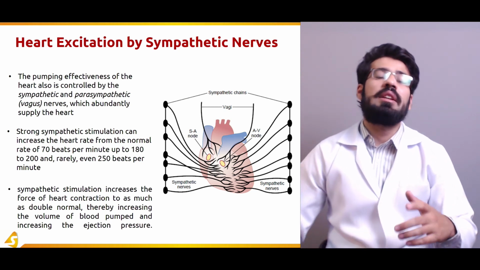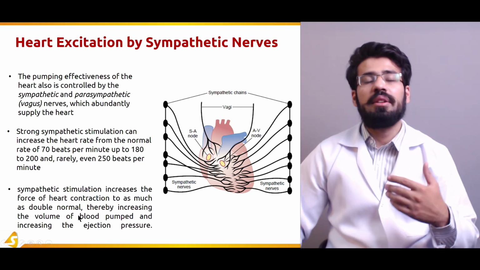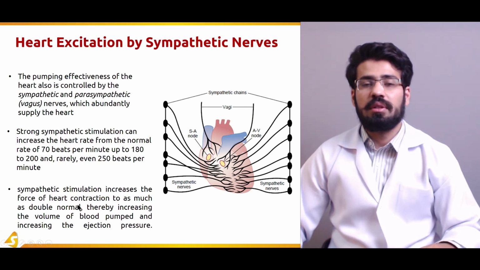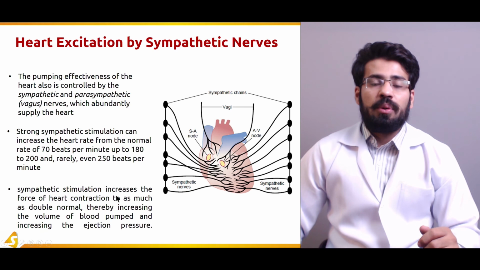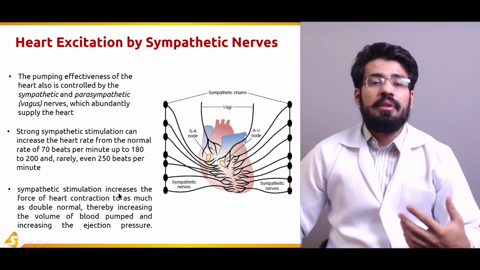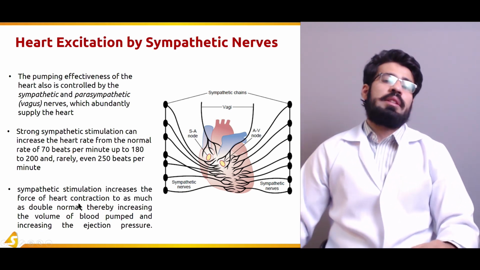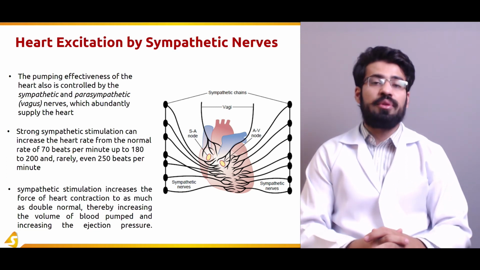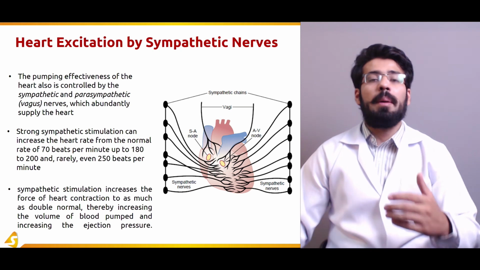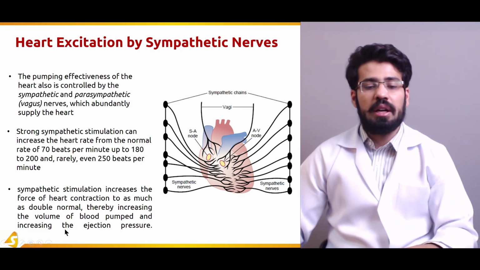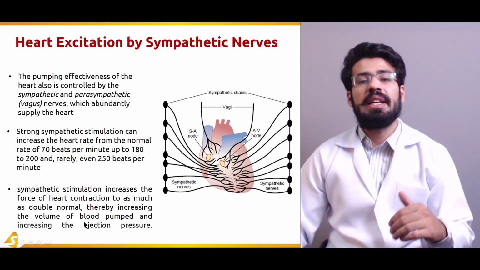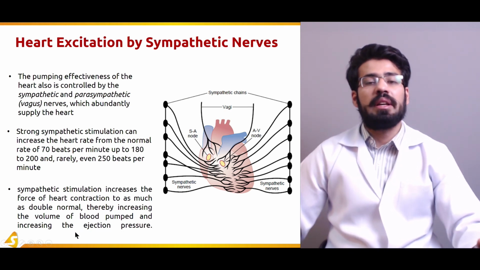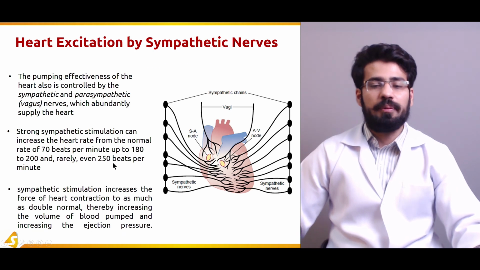It can increase up to 2 folds. It can double the force of the contraction. What would be the result of this particular sympathetic stimulation when the force of the heart contraction is doubled? It of course helps in pumping the greater volume of blood that is being ejected from the ventricular contraction, and it would help in maintaining the ejection pressure as well.